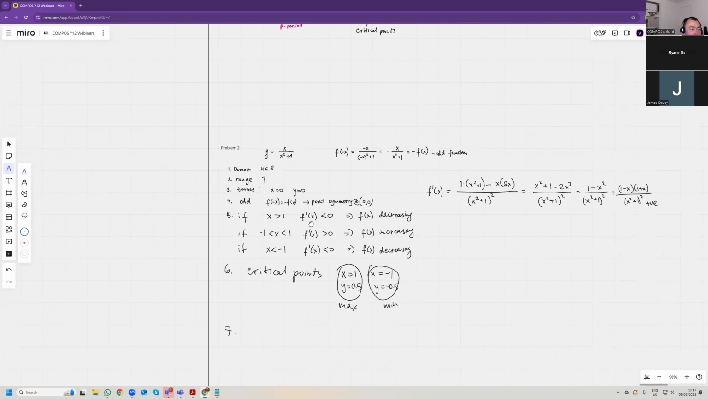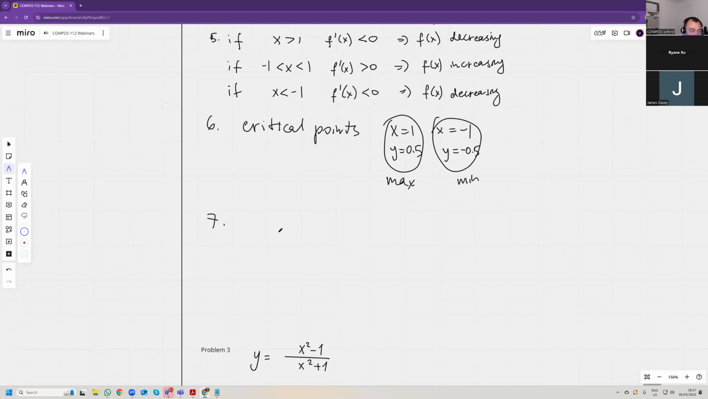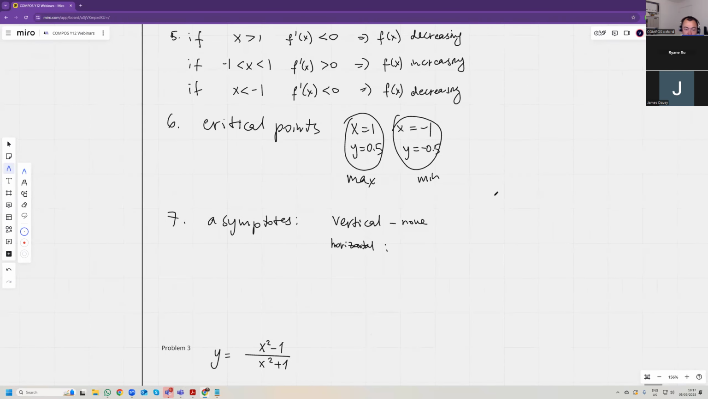Number 7, what else do we need? Asymptotes. Vertical asymptotes are only possible if the denominator is 0. But the denominator is not 0, so there are none. Horizontal. To find a horizontal asymptote, you need to find the limit of f of x where x tends to infinity.